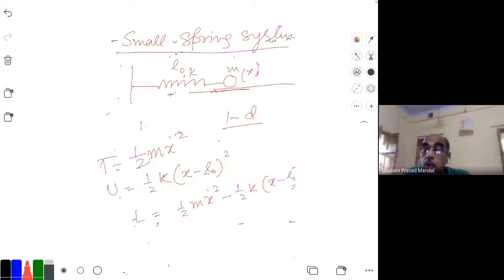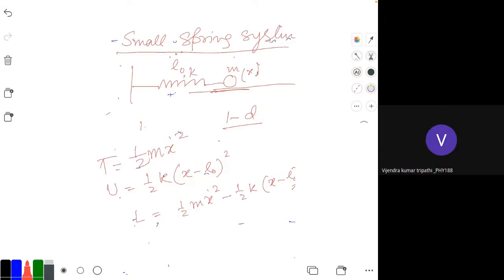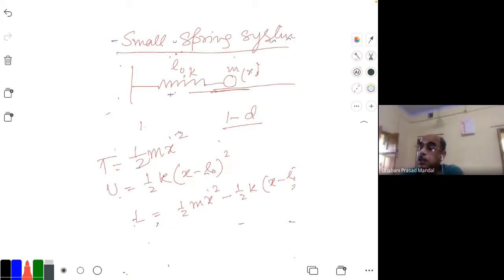104. विजेंद्र कुमार: यस सर. PHY 188. 188. गुड. बाकी बच्चों को बता दीजिए कि अटेंडेंस भी होता है, तो वो आ जाएगा क्लास में नेक्स्ट दिन.